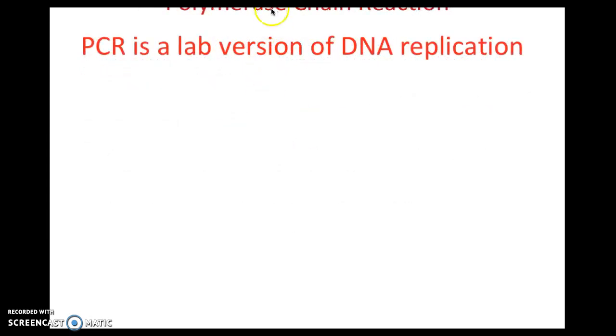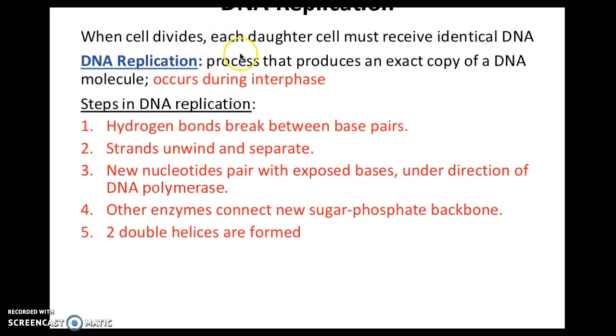Okay, next, PCR, polymerase chain reaction, is actually a lab version of DNA replication. It speeds up the process of DNA replication in order to produce amounts of DNA that can actually be tested in the lab. Now, what is DNA replication and when does it occur? Every time the daughter cell divides, it must have identical copies of DNA, and that process is called DNA replication.